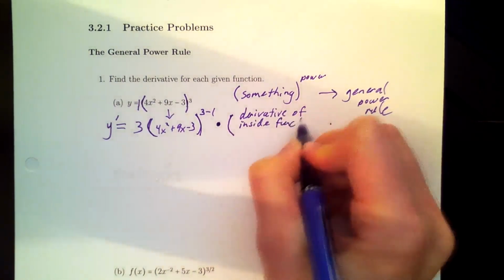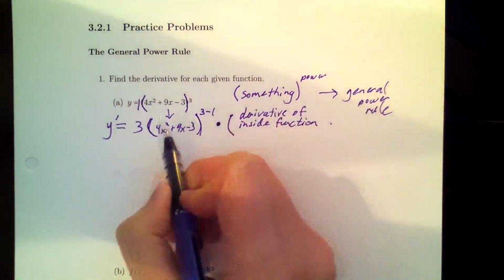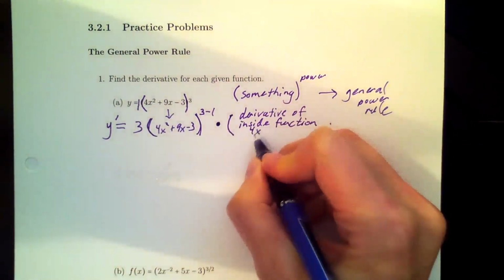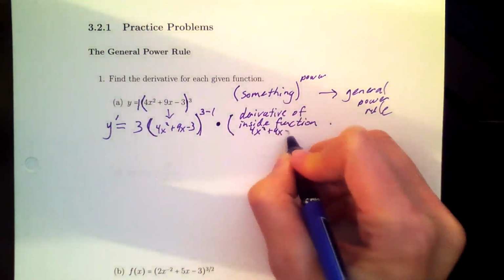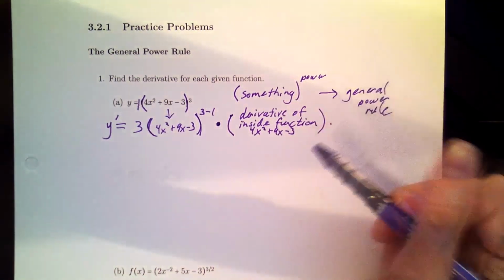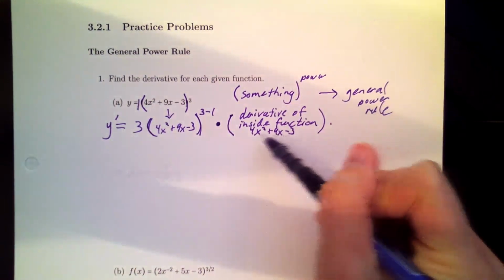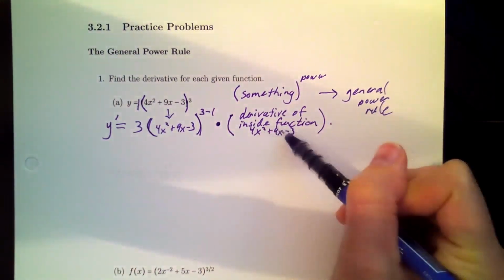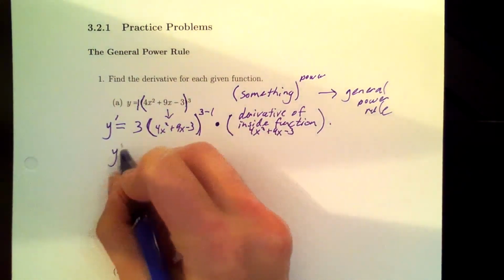That means the part that's in parentheses. The inside function here is 4x squared plus 9x minus 3. That doesn't mean I'm multiplying by 4x squared plus 9x minus 3. I have to multiply by the derivative of this thing. So I have to take the derivative of that and then multiply to be done.